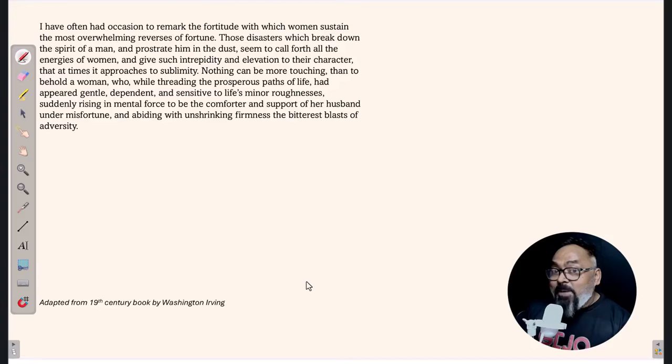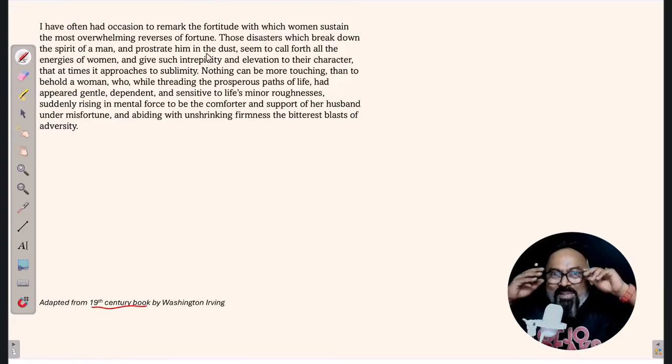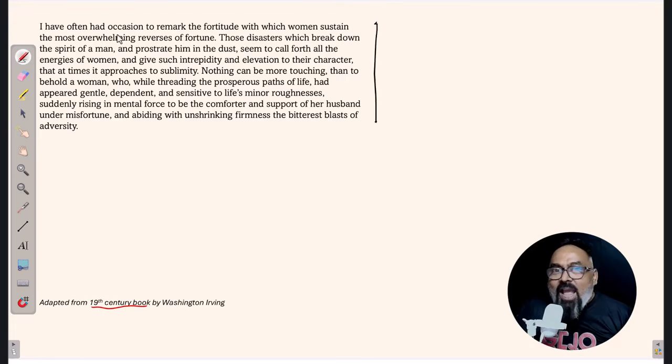Now, this is the passage. I hope you saw this. This is adapted from a 19th century book, right? Obviously, what is being written here is like old thought. I mean, ignore it, okay? So the first thing that we do is obviously read and understand what it's trying to say. I have often had an occasion to remark the fortitude. Fortitude means strength, with which women sustain the most overwhelming reverses of fortune. I think the claim number one is that women are able to sustain the most overwhelming reverses of fortune.